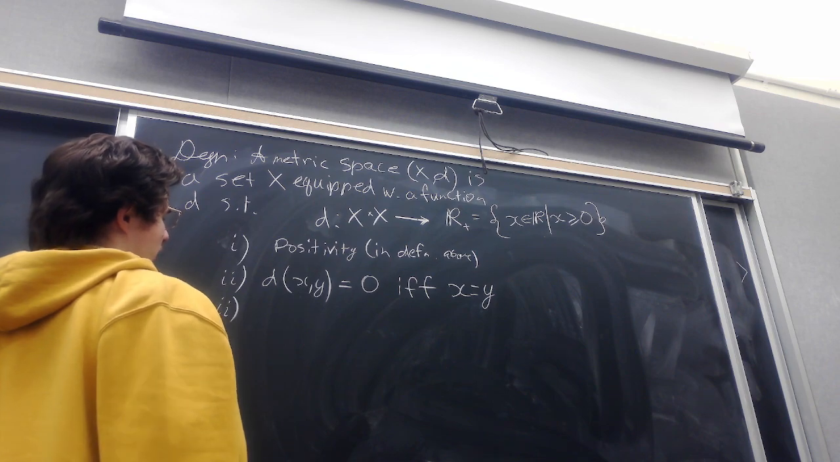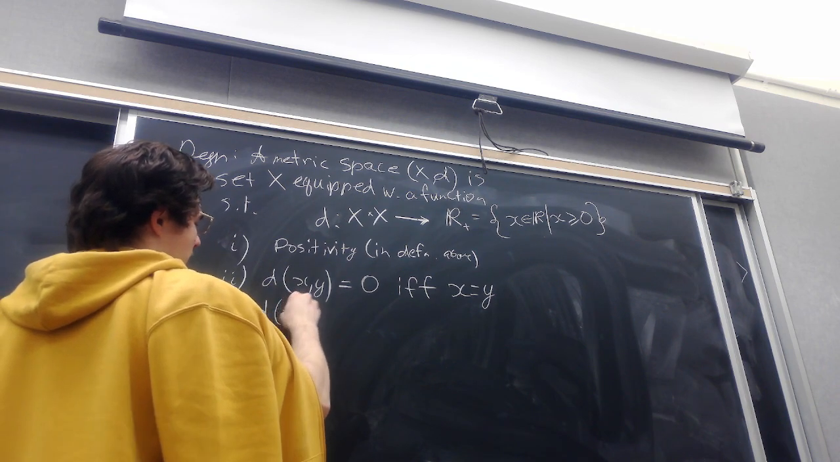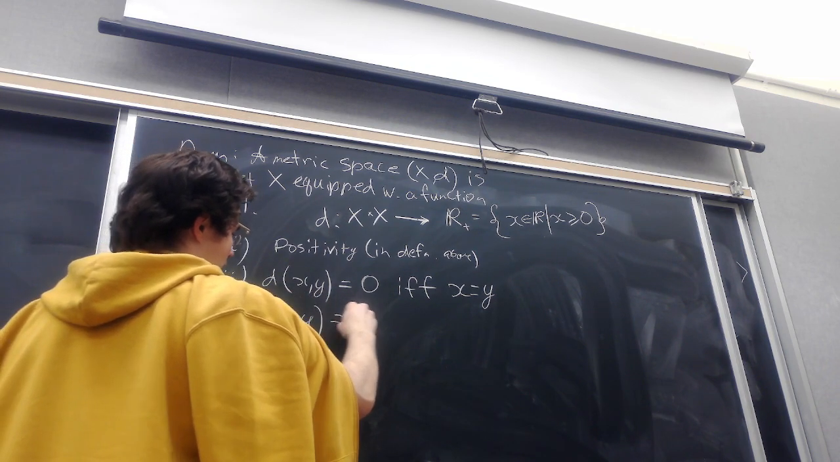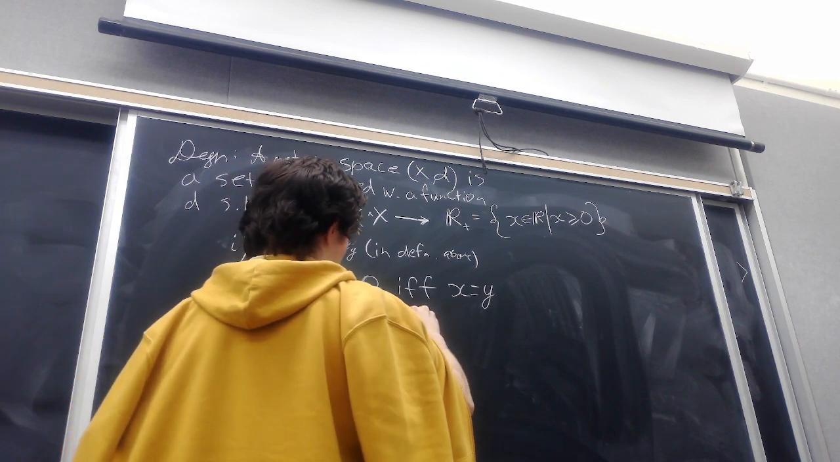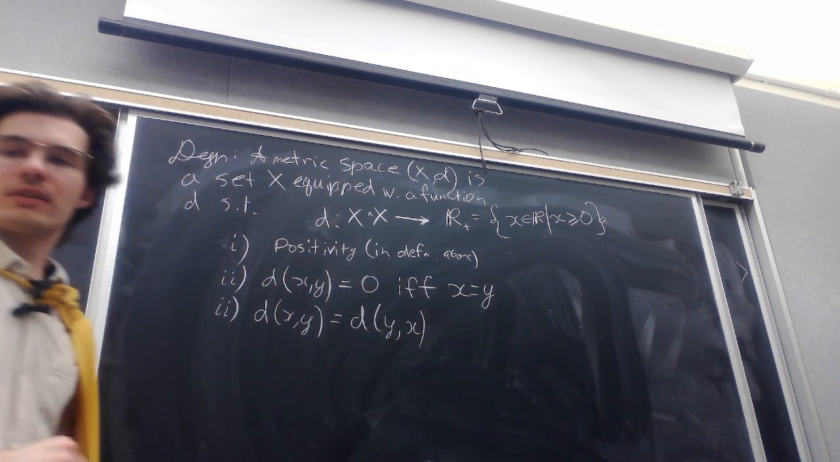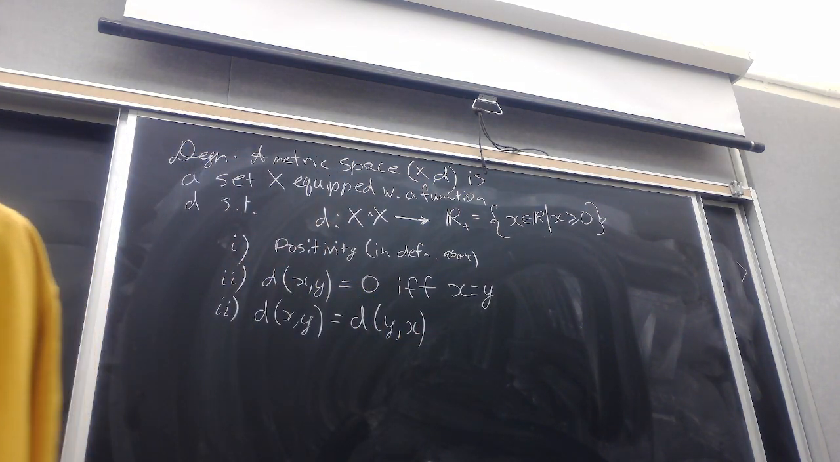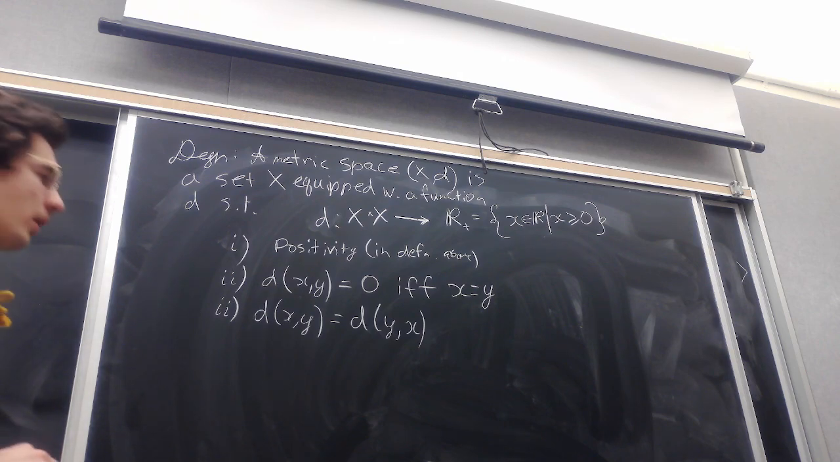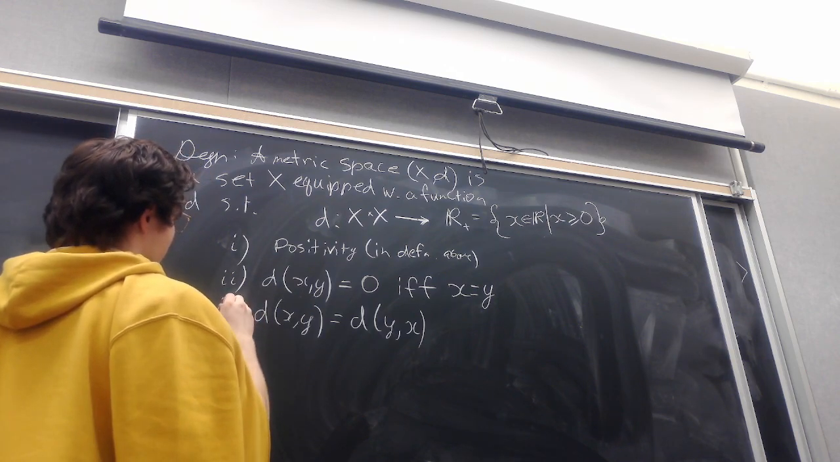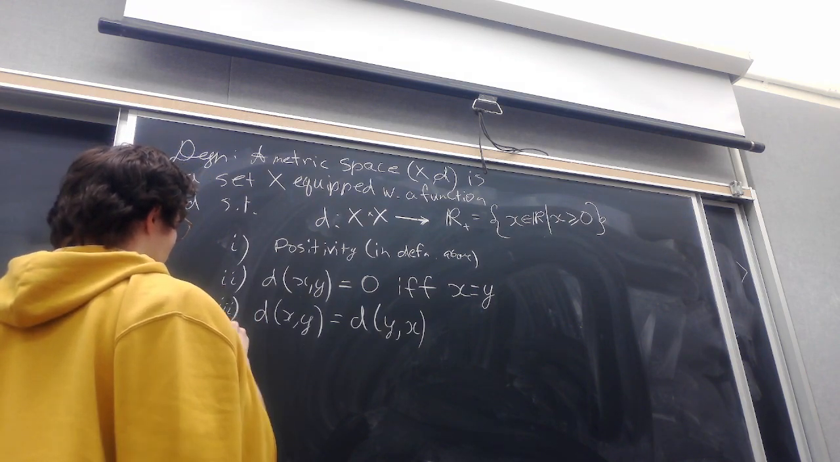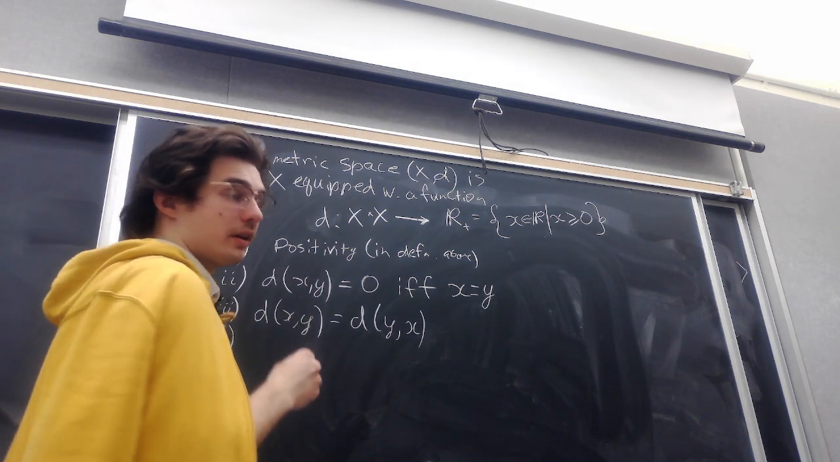The other thing we want is if the distance between x and y is equal to something, then the distance between y and x should also be the same thing. Do you agree? That makes sense. And then you want the usual thing, which is the triangle inequality.